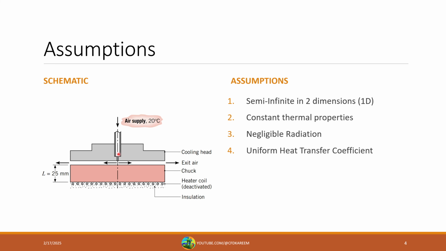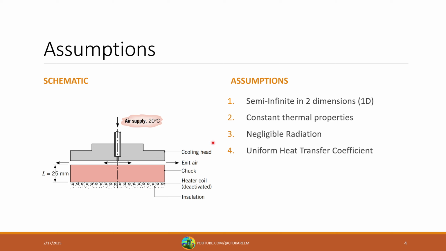So our schematic looks like this. We have a cooling head that comes down and air is supplied in a jet, which passes over the heated chuck. We have our chuck on the bottom here, which is 25 millimeters tall. And we're told that the bottom side is insulated, so we'll assume that's adiabatic.